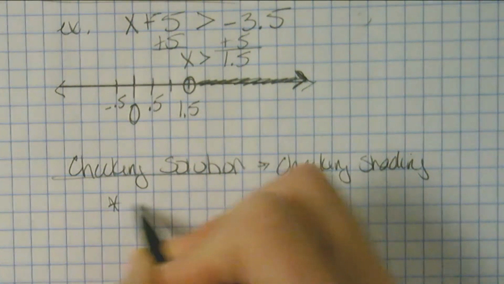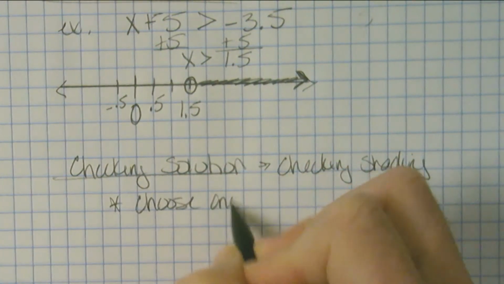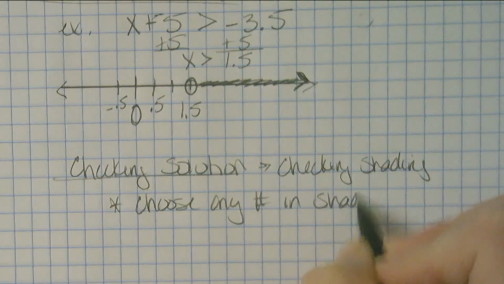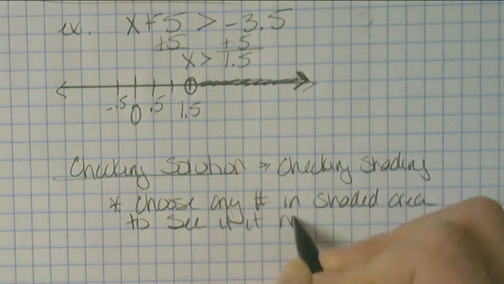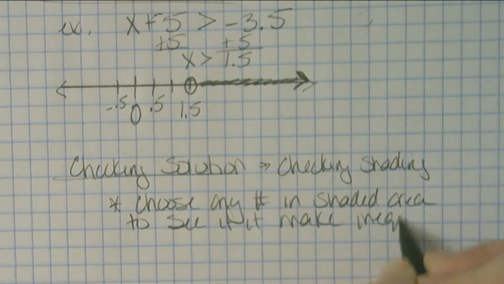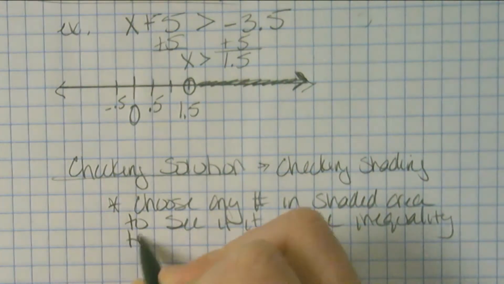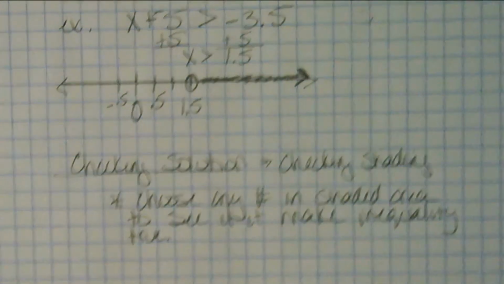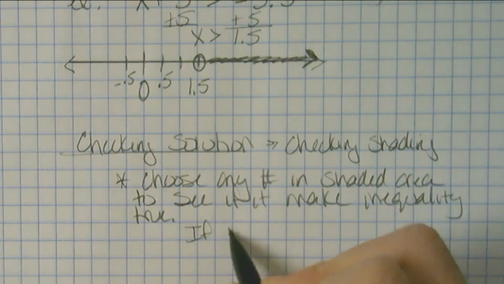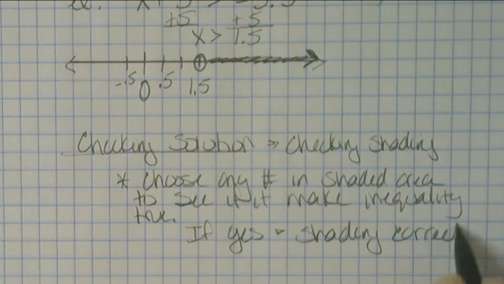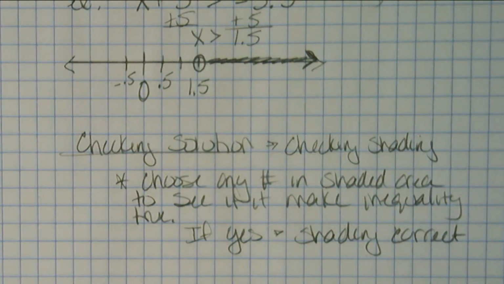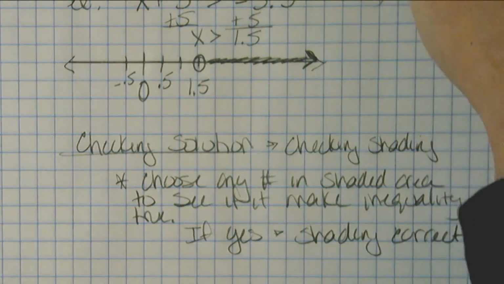So what you want to do is just choose any number in the shaded area to see if it makes the inequality true. If it does, you shaded right. If yes, shading correct. If it's no, switch your shading. So all we're looking for is to see, is the number that you're choosing in the shaded area? So it really does not matter what number you choose.